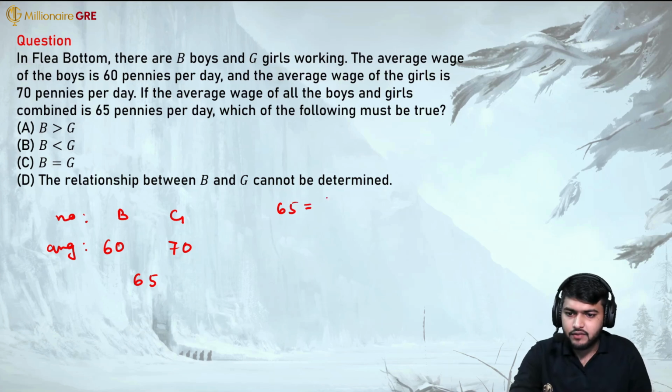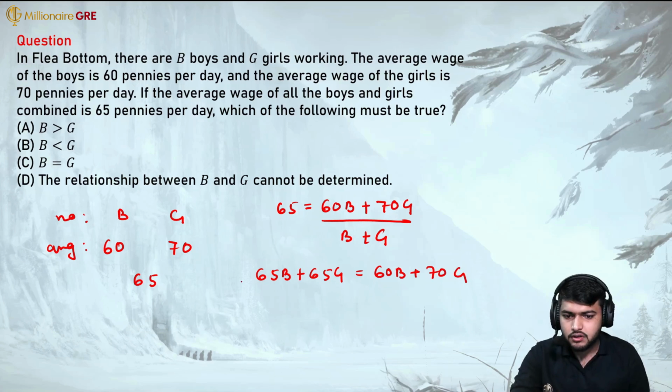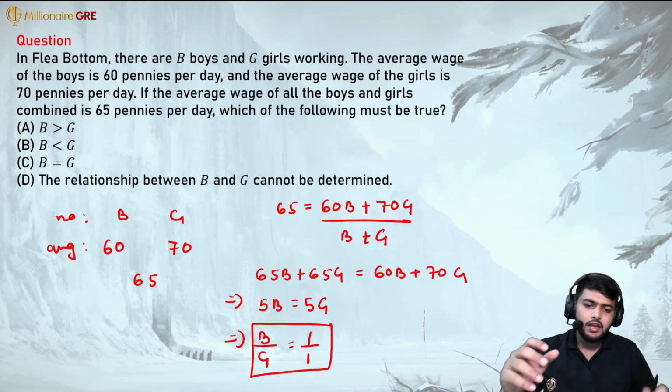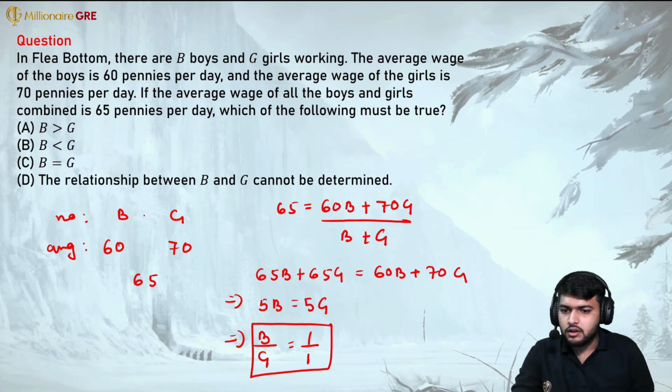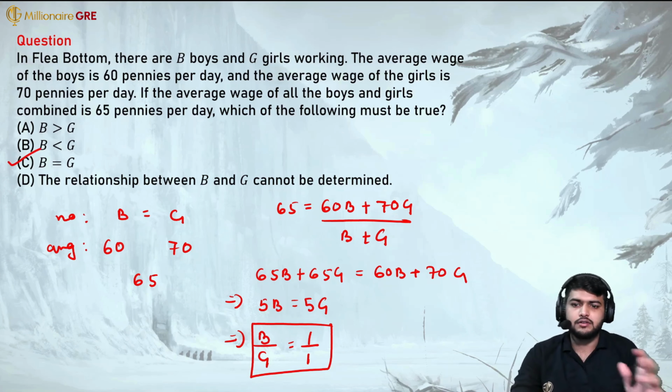How do we get 65? We do (60b + 70g) upon (b + g). Simplification gives us 65b + 65g = 60b + 70g, which gives us 5b = 5g, which means b upon g is 5 upon 5 or 1 upon 1. So for every boy there is a girl. Number of boys and number of girls are equal here. C is the correct answer.